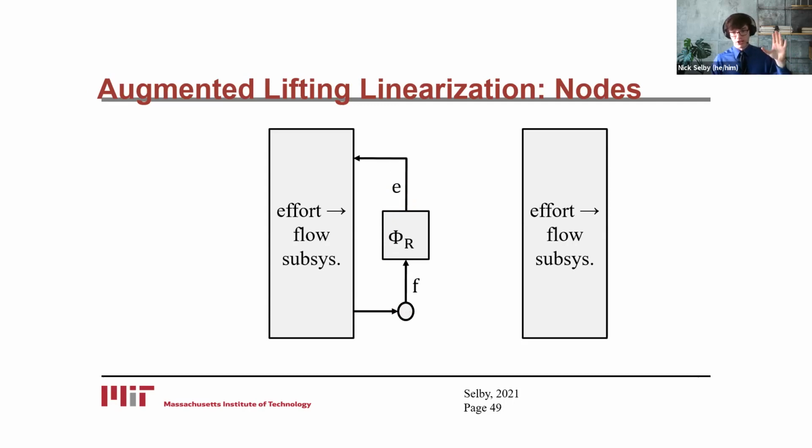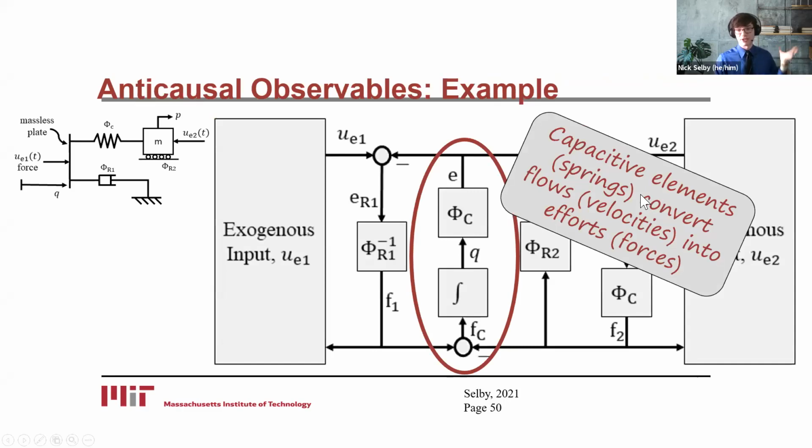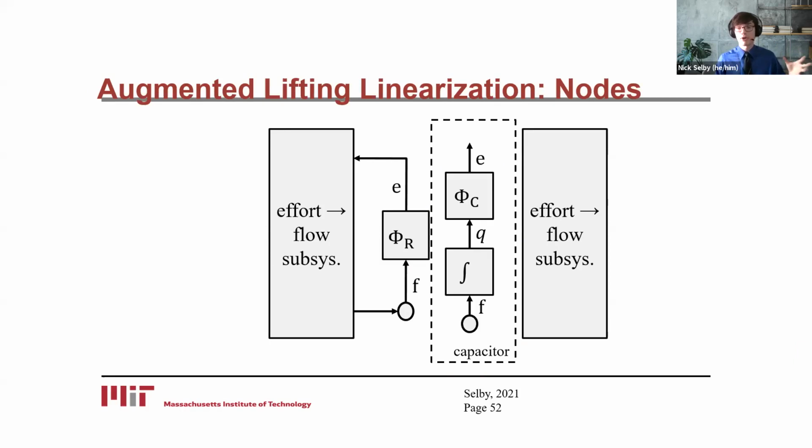Great. So I need something that will take the contaminated flow output from the subsystem and convert it into a clean state variable dependent effort. And what tool do I have that converts anti-causal flows into causal efforts? I have a capacitor, right? A capacitor converts flows into efforts. So returning to my block diagram, I'm going to augment the system with the capacitive element placed in the same node junction as the resistor and subsystems.